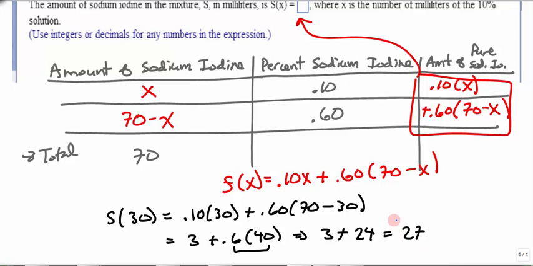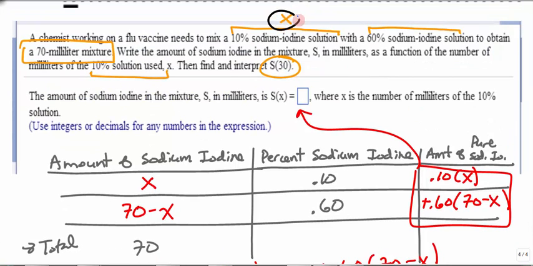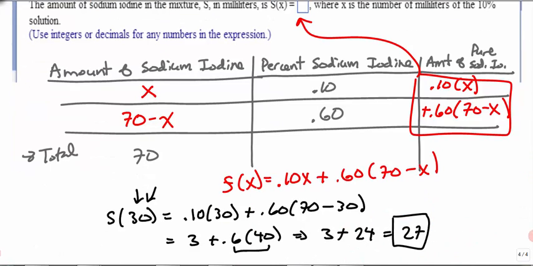So our answer is 27, but it's going to ask you to interpret this value. So if we were asked to interpret this, we'd say S of 30, okay, remember X was 30, X is the amount of 10% solution. So the value of S of 30 is 27 milliliters. And what it does is it represents the amount of sodium iodine in the mixture when 30 mils of the 10% solution are used. Because this is our 10% solution, because up here in our problem they told us that X was the 10% solution. So be careful when you're filling this out to determine how to interpret that particular value that you get in the end.